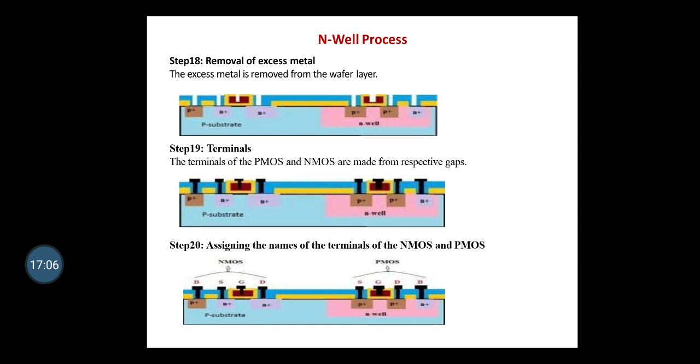Step 18, removal of excess metal. The excess metal is removed from the wafer layer. Step 19, terminals. The terminals of the PMOS and NMOS are made from the respective gaps. Assigning the names of the terminals of the NMOS and PMOS is step 20. So this is how the CMOS is fabricated using the N-well process.